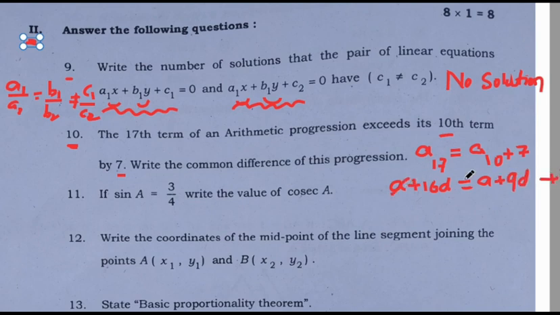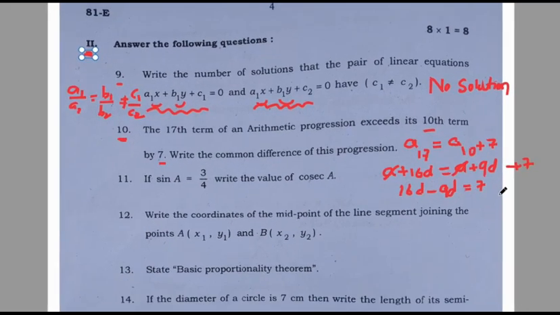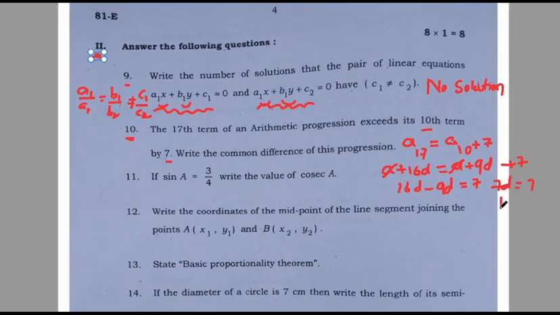So clearly A will get cancelled on either side of the equal to, leaving 16D. Plus 9D moves to the other side and becomes minus 9D. So 7D is equal to 7. D is equal to 1. So the 10th answer is: the value of D is 1.